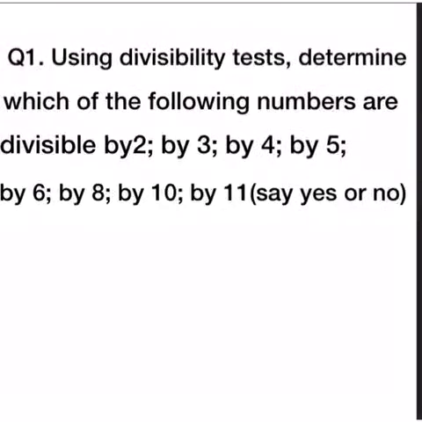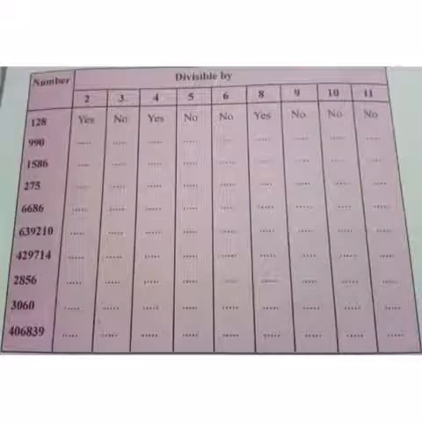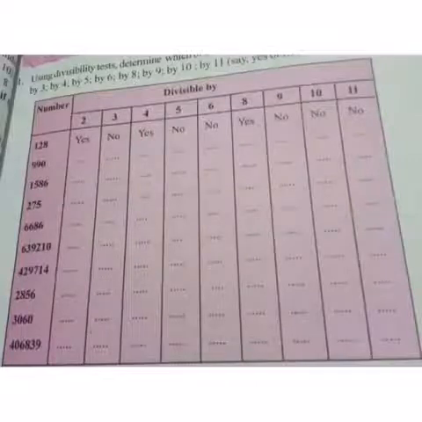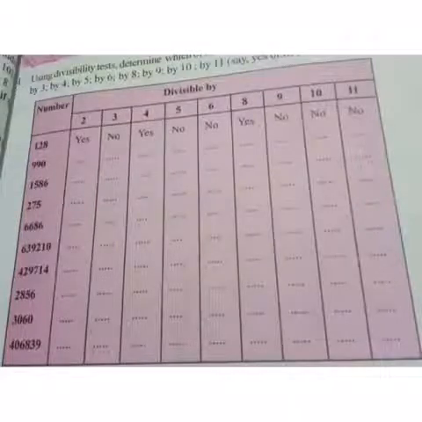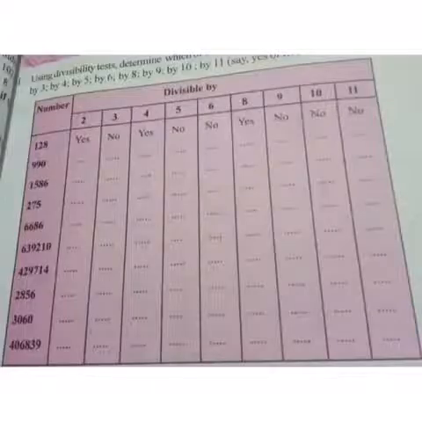Children, first question is, using divisibility test, determine which of the following numbers are divisible by 2, by 3, by 4, by 5, by 6, by 8, by 10 and by 11. You can see the table in this. You can observe that there are some numbers which are to be tested by some numbers. That means these numbers have to pass some divisibility tests. Children, you just have to write yes or no in this table. Here you will use the rules or the tests which we did in our last videos about divisibility of numbers.